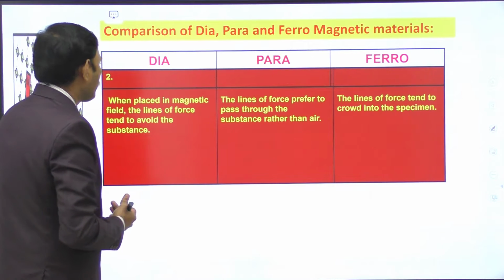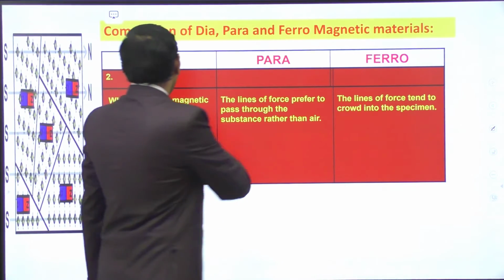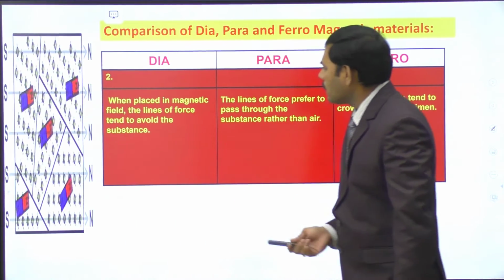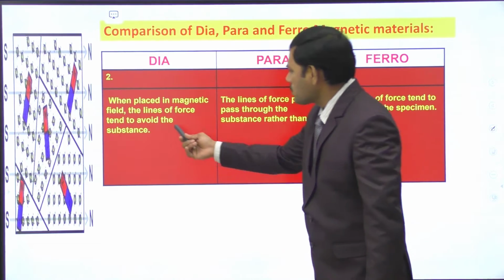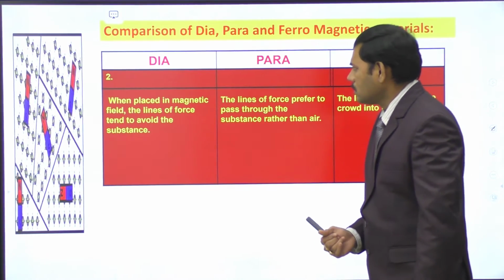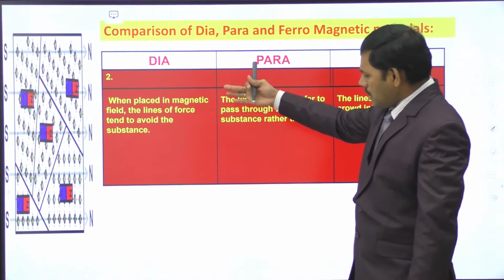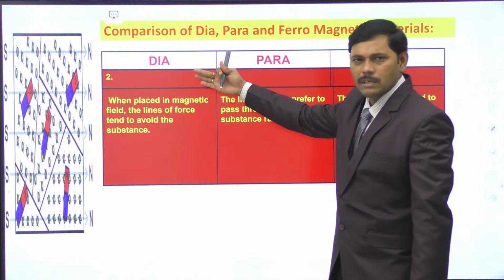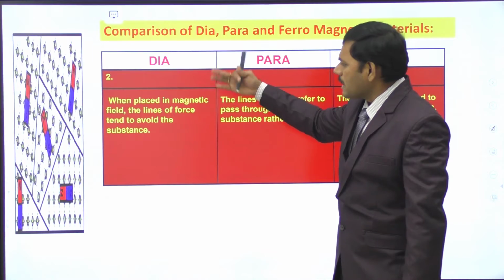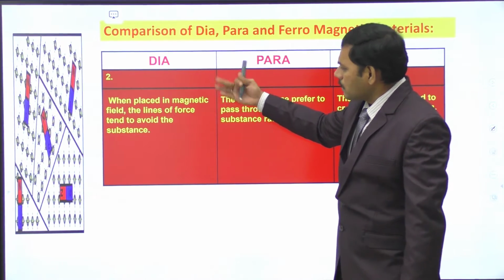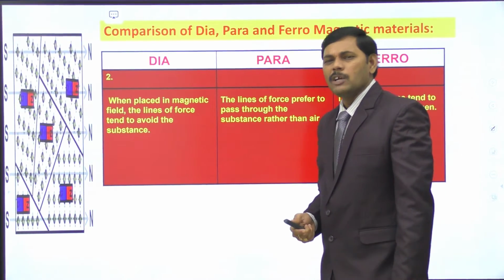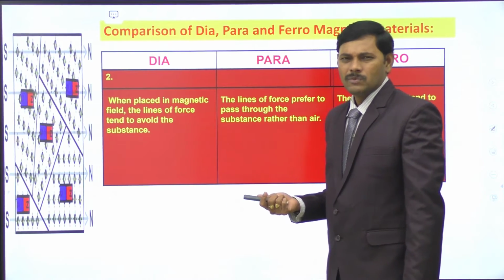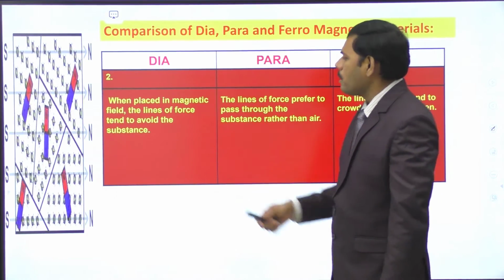Here, the second property: when diamagnetic substances are placed in a magnetic field, the lines of force tend to avoid the substance because it is repelled. I showed the nature of diamagnetic substances in the previous part of this session. I clearly explained there is an induced magnetic field in diamagnetism that always tries to oppose the applied magnetic field.